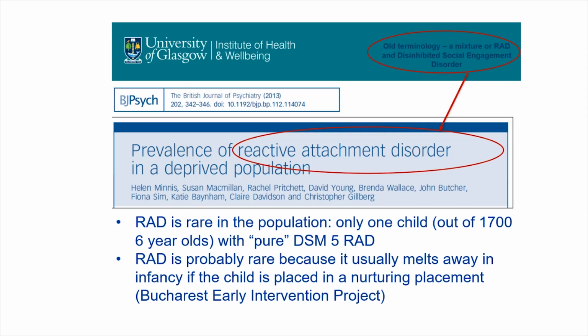Clinicians and scientists who work in this field think that the reason that reactive attachment disorder is probably very rare in the general population is because it usually melts away in infancy if the child is placed in a nurturing placement. And that's actually been shown by a really fantastic randomized controlled trial called the Bucharest Early Intervention Project, which showed that when children were moved from big Romanian institutions into family foster care, symptoms of reactive attachment disorder largely disappeared very quickly.